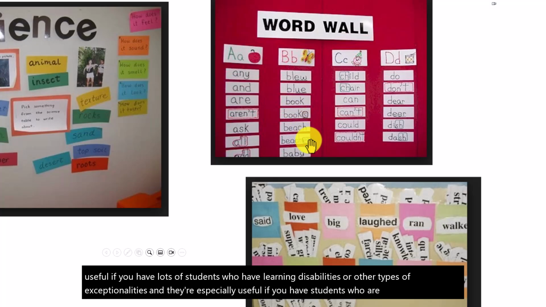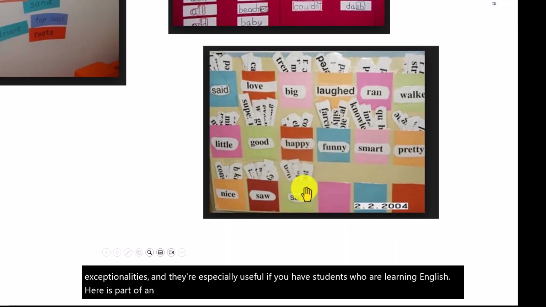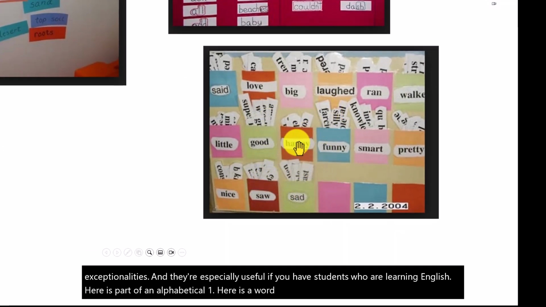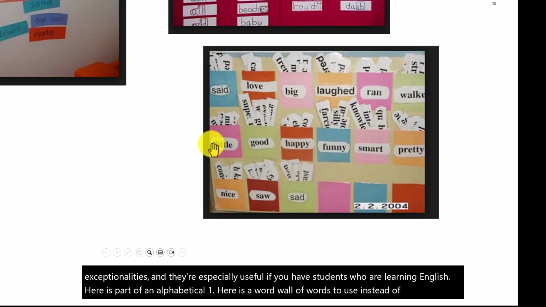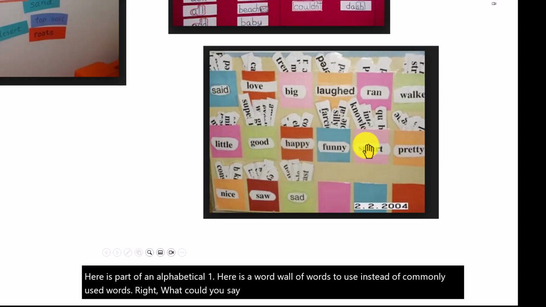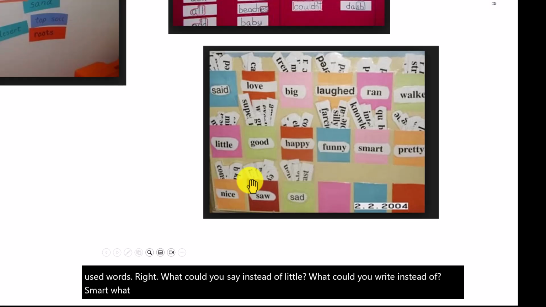Here's part of an alphabetical one. Here is a word wall of words to use instead of commonly used words, right? What could you say instead of little? What could you write instead of smart? What could you write instead of pretty?